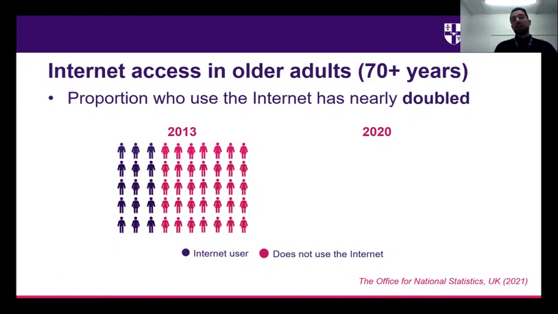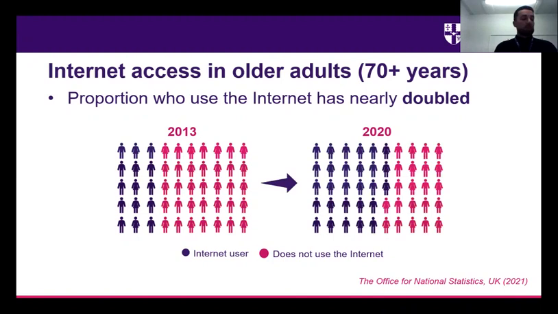So if we look at the proportion of older adults, so 75 plus years, who are accessing the internet, this has nearly doubled within the last decade or so, and at one of the fastest rates. If we look at 2013, for instance, just under 30% of older adults were using the internet regularly. And then by 2020, this has increased exponentially. So around 55% were using the internet. And what I hope this is trying to convince you is that web-based technologies are becoming more and more suitable for this population.